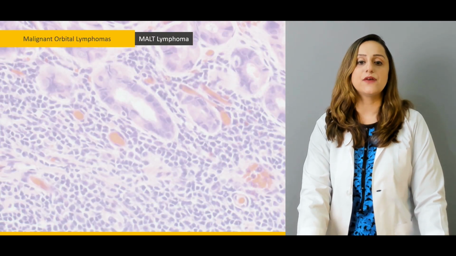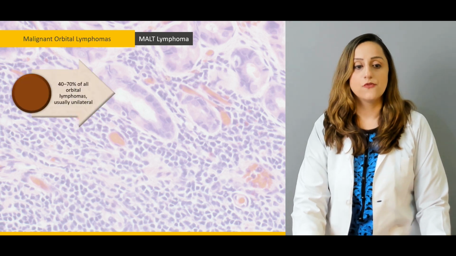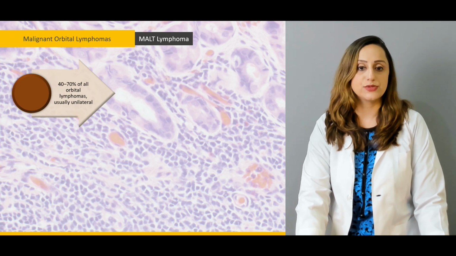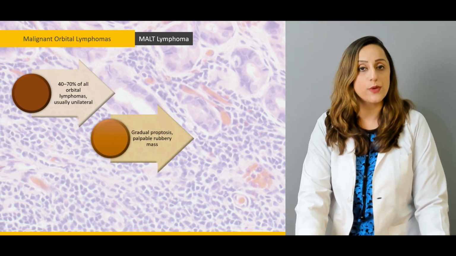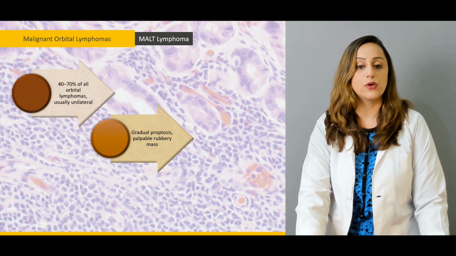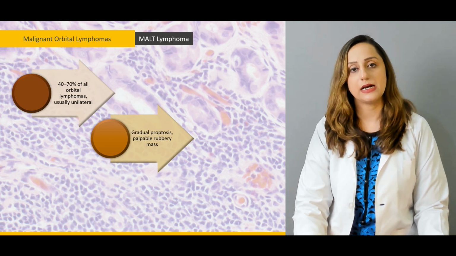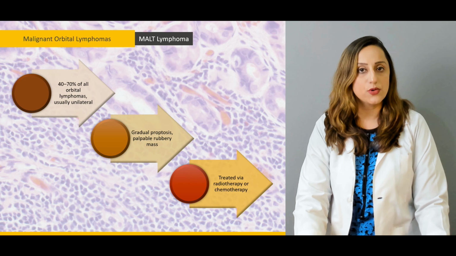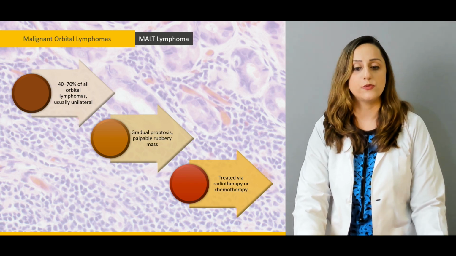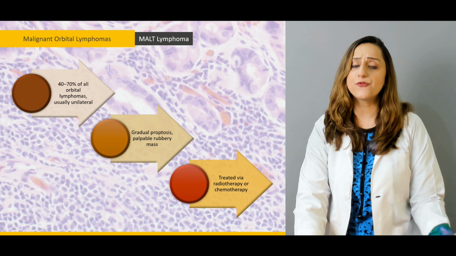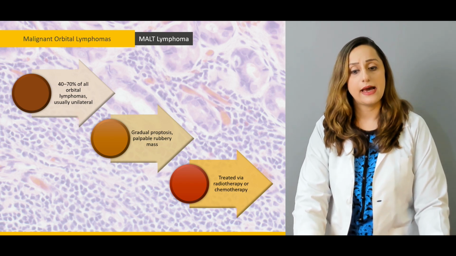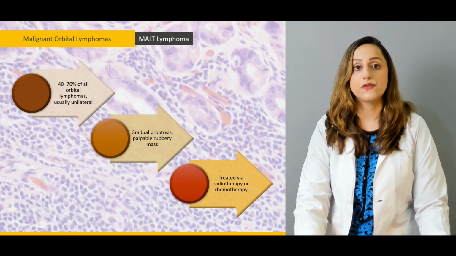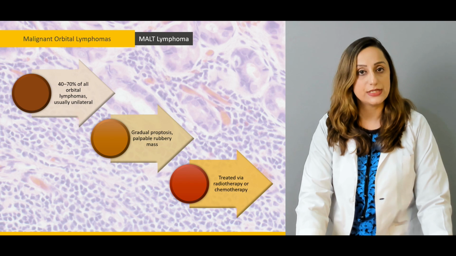On the other hand, we have the malignant lymphomas. 40 to 70% of all the orbital lymphomas are usually unilateral in nature. There's a gradual proptosis that is seen, and a palpable, rubbery mass is usually seen in these individuals. Mostly they are treated via radiotherapy, coupled with chemotherapy. You may perform the surgical excision as well, and sometimes all of these therapies are coupled in cases of unresponsiveness noted in the patients.